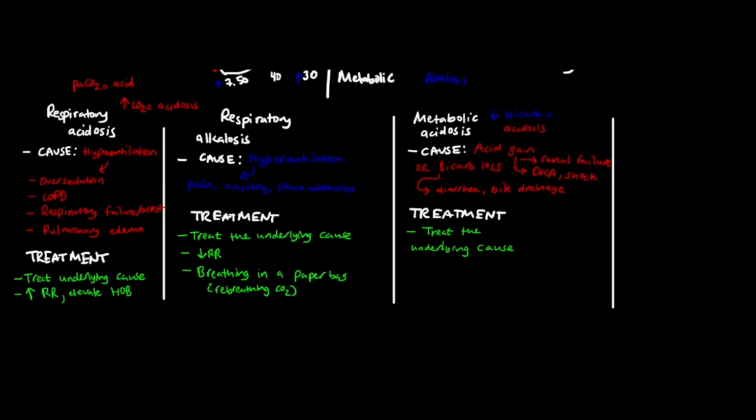So now let's talk about metabolic alkalosis. With metabolic alkalosis, you are losing acid. So this is going to be due to things like vomiting. When you vomit, you're expelling the acidic content of your stomach. Alternatively, gaining too much bicarb can cause metabolic alkalosis.